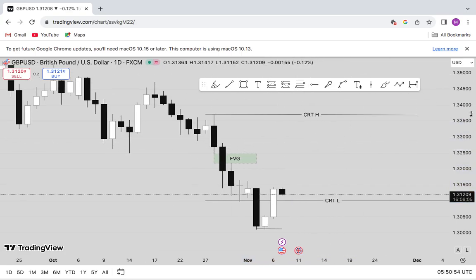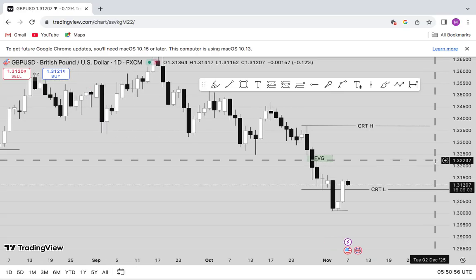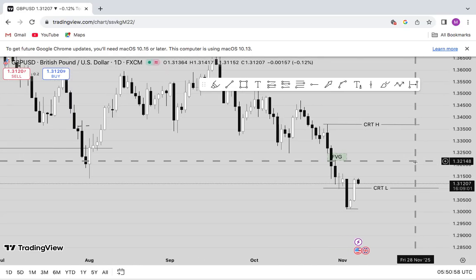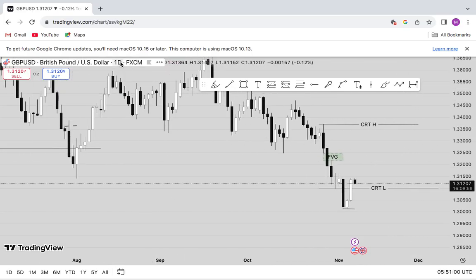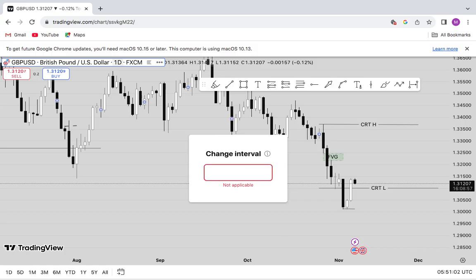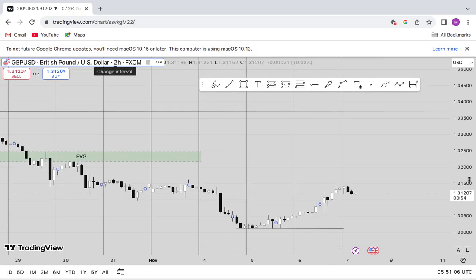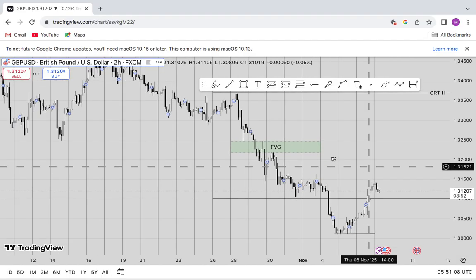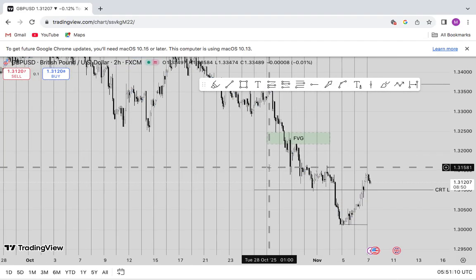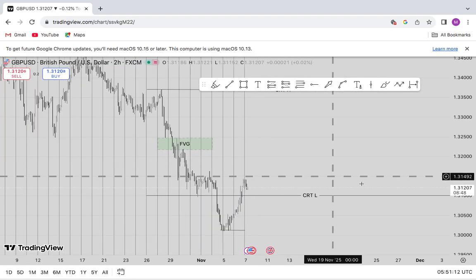Looking at the market today, what am I expecting? I'll go straight to the 2 hour time frame to look at the market profile. What is the profile of the market? What is the market doing?